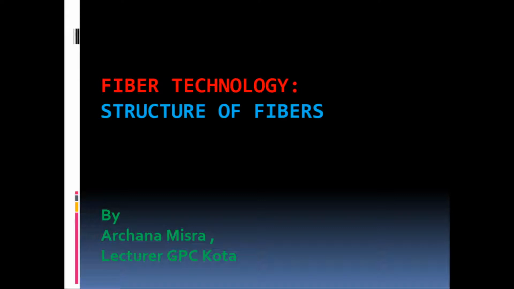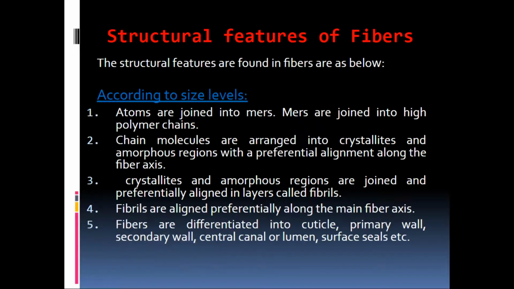Now today's topic of discussion is the structure of fibers. First we will discuss the structural features of fibers. The structural features found in fibers are as below. According to size levels, first the atoms are joined into mers, and then mers are joined into high polymer chains.